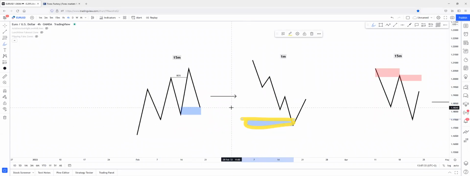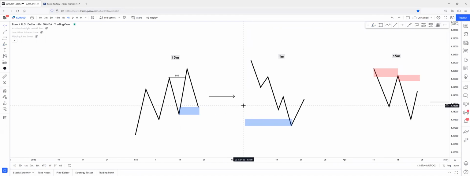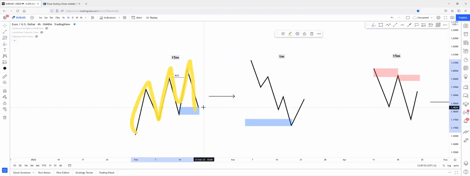So the 15-minute demand zone is being tapped on the 1-minute chart, right? What do we have to wait for after a 15-minute demand zone is tapped in the main trend? All we have to do is wait for a weak change of character because our trend is extremely bullish. Our trend is following the bullish structure, creating lower lows, higher highs, higher lows, higher highs, higher lows over and over again.